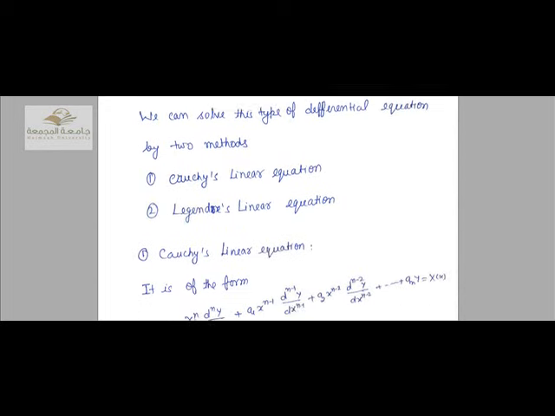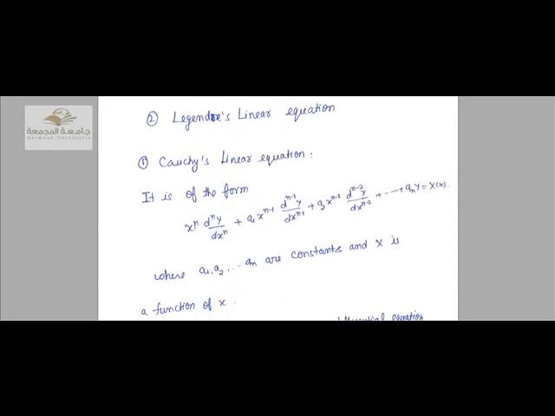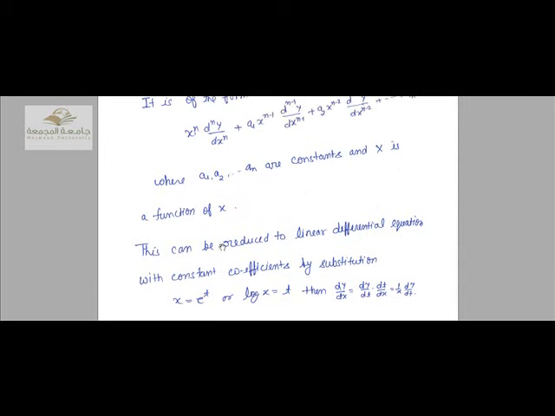Cauchy linear equation, it is of the form x to the power n d^n y over dx^n plus a1 x to the power n minus 1 d^(n-1) y over dx^(n-1) plus up to an y is equal to X, where a1, a2, an are constants and capital X is a function of small x. This can be reduced to linear differential equation with constant coefficients by substituting x is equal to e to the power t or log x is equal to t.